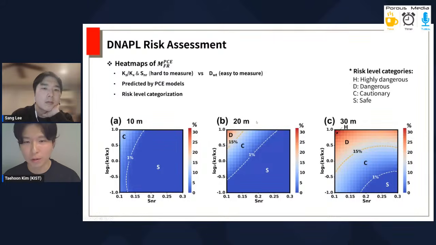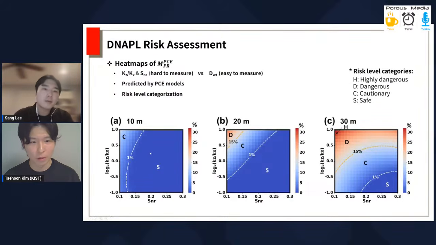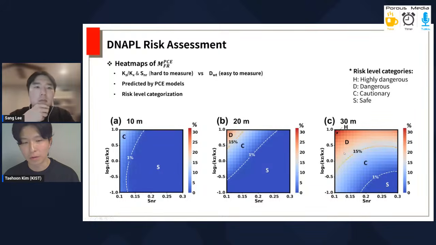And at 20 meters, the dangerous risk level categories appear at the upper part. And at 30-meter water table depth, the dangerous zones are expanded, and a highly dangerous risk level appears. So the conclusion is quite clear. As the water table deepens, a much larger region of high risk levels appears.